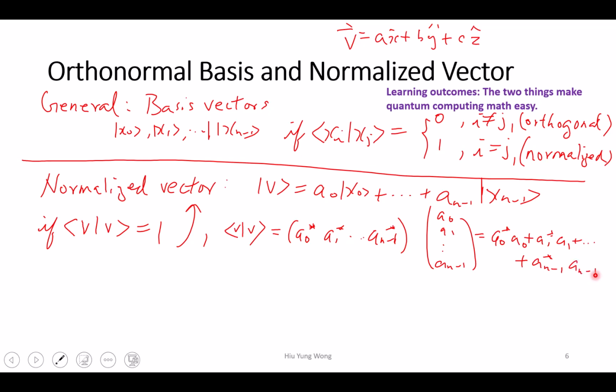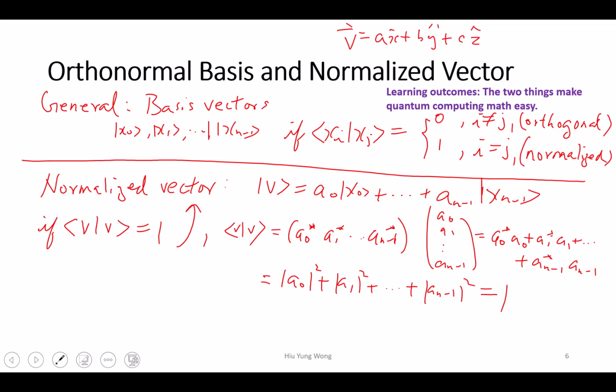Do you see this? This multiplied by this one, plus this multiplied by this one, plus this multiplied by this one. And this is just equal to a0 squared plus a1 squared all the way to an minus 1 squared. And we say it equals 1 if it is normalized. If it is not normalized, it's not equal to 1. But we say all vectors we're using in quantum computing must be normalized.